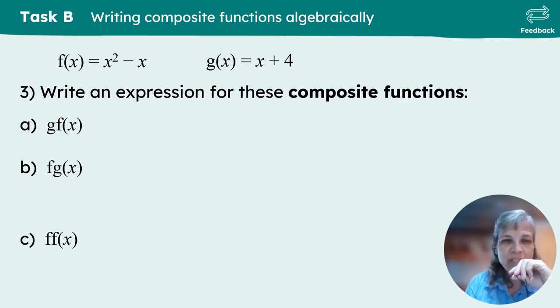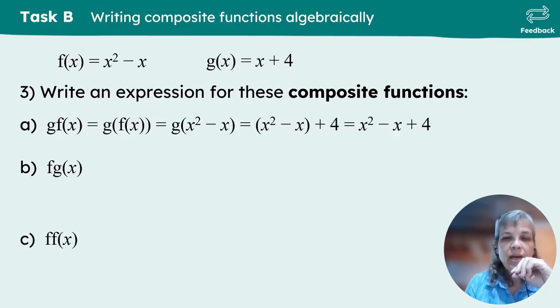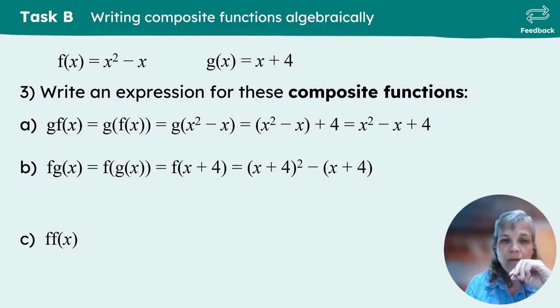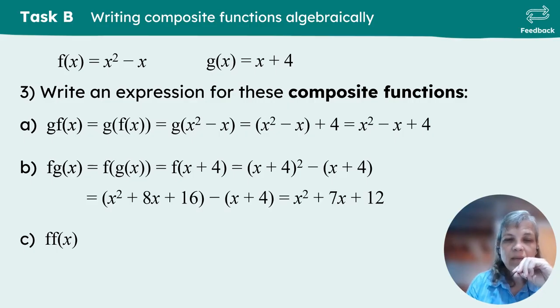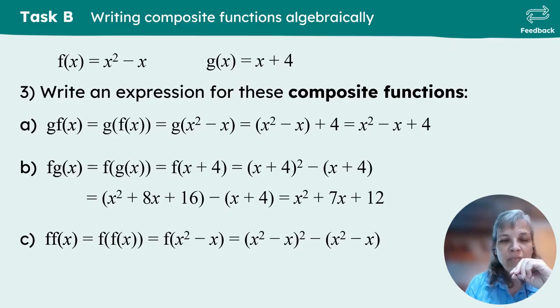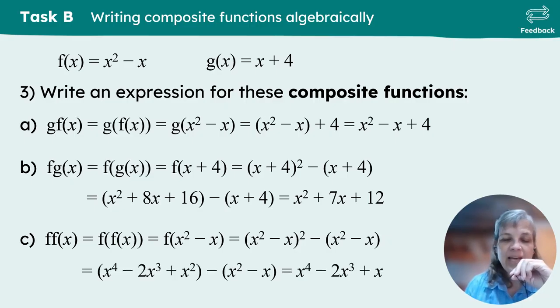If you're still correcting, question number 3, what is the expression for these composite functions? When you work that one out, it leads to x squared minus x plus 4. And then this one had a little bit more working, but it leads to x squared plus 7x plus 12. And ff of x, when you calculate that out, is x to the 4th power minus 2x to the 3rd power plus x. If you have questions on that, you can pause the video and talk to your in-class teacher about that.